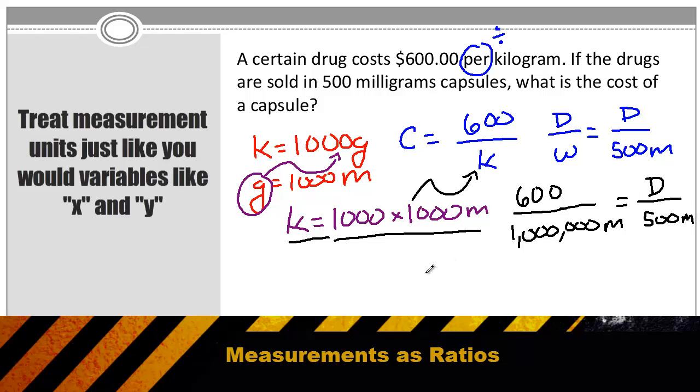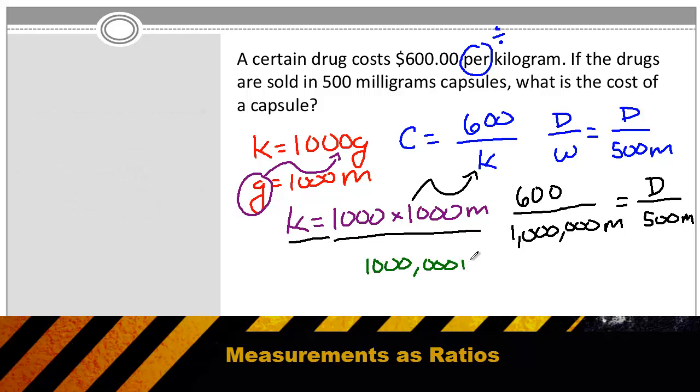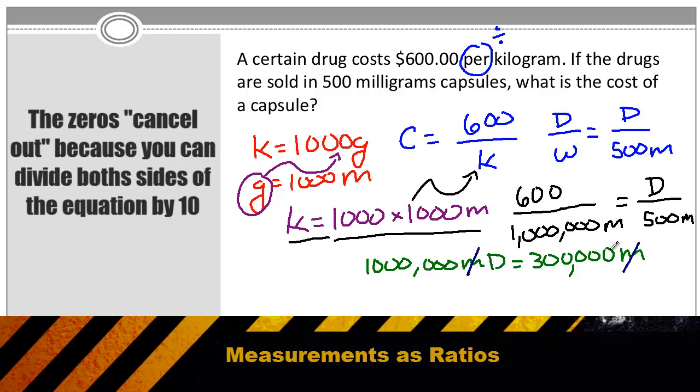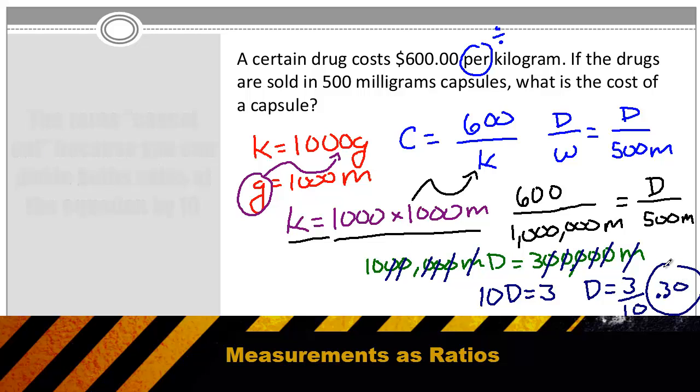I can cross multiply, and I get 1 million milligrams times dollars is equal to 30 with 4 zeros, or 300,000 milligrams. My m's on both sides cancel out, as well as a bunch of zeros. I'm essentially dividing both sides by 10 each time I cross a zero out, and I can do that 1, 2, 3, 4, 5 times to each side. And I'm left with the equation that 10 times my dollars is equal to 3, or my dollars is equal to 3 over 10, which I could rewrite as 30 cents.